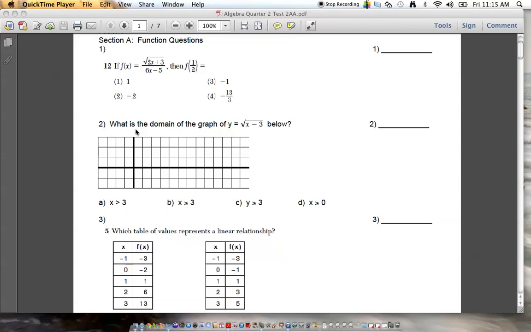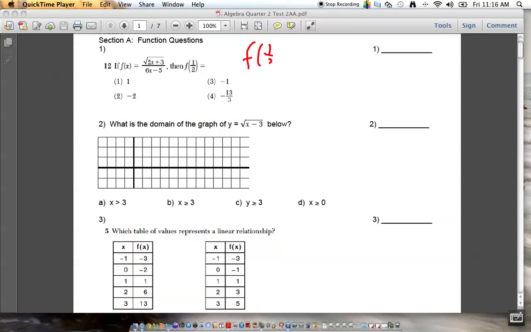Okay, so now we start working on questions of the second nature on the test. And for this, we're going to do numbers 1, 2, 3, and 7. So let's begin with number 1. It says if f of x is the square root of 2x plus 3 over 6x minus 5, then f of a half is. I would use the calculator for this.